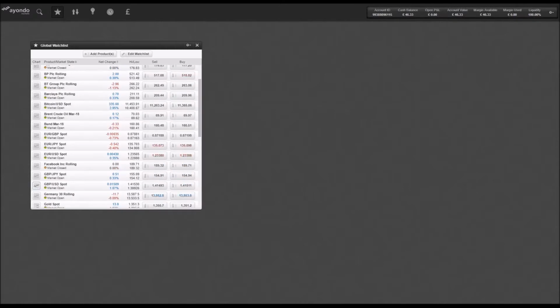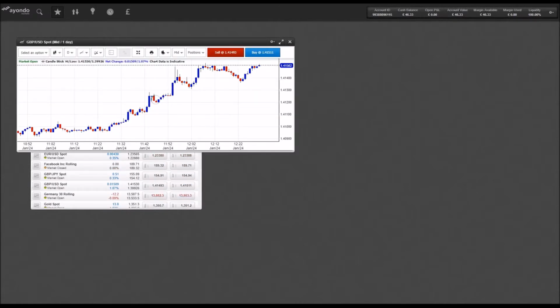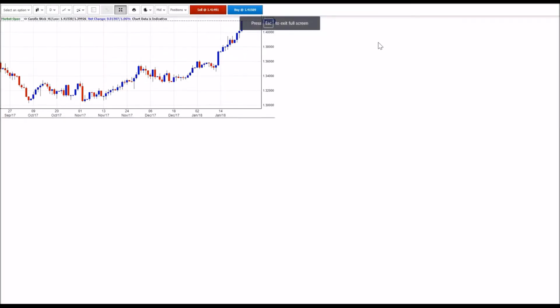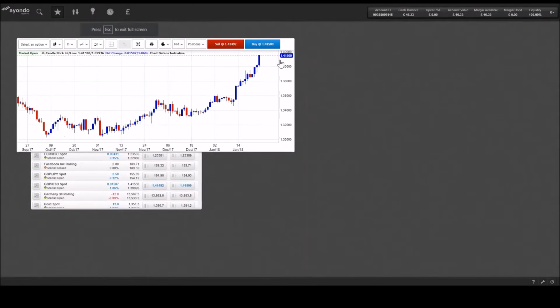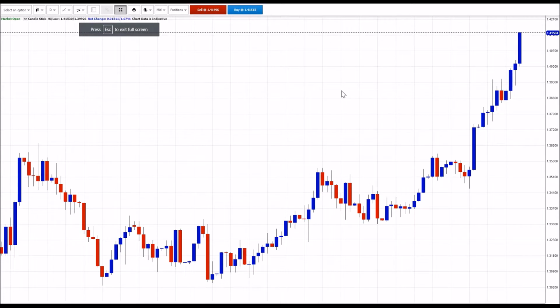I think we've got to start off today with the pound against the US dollar. Why does it always do this whenever I start? It won't maximize the chart properly. There we go. It's a daily chart. Let's flip it over to a weekly chart.